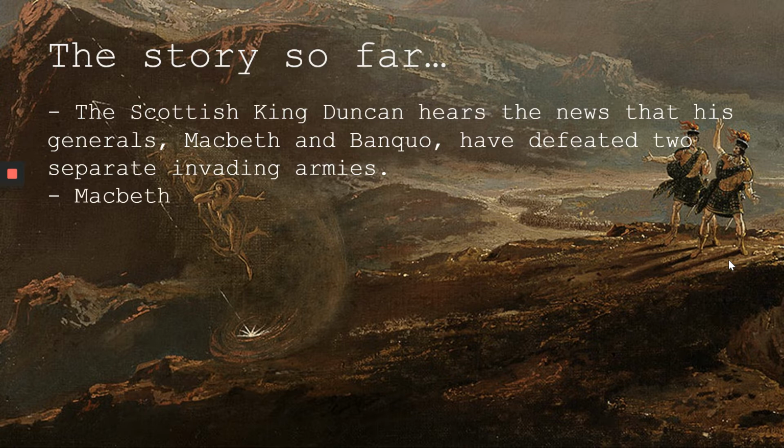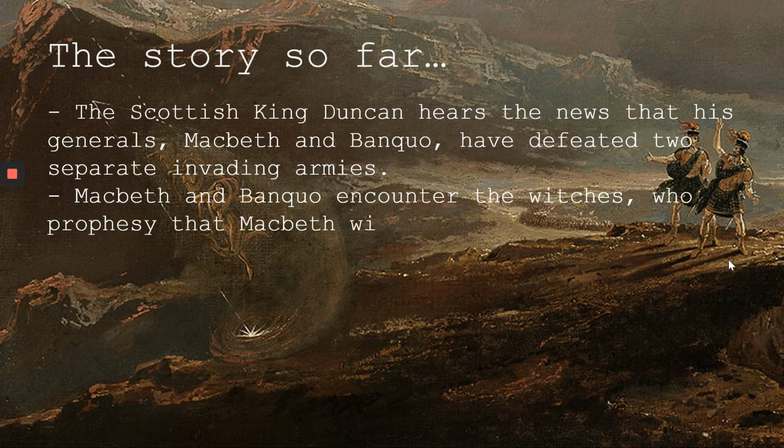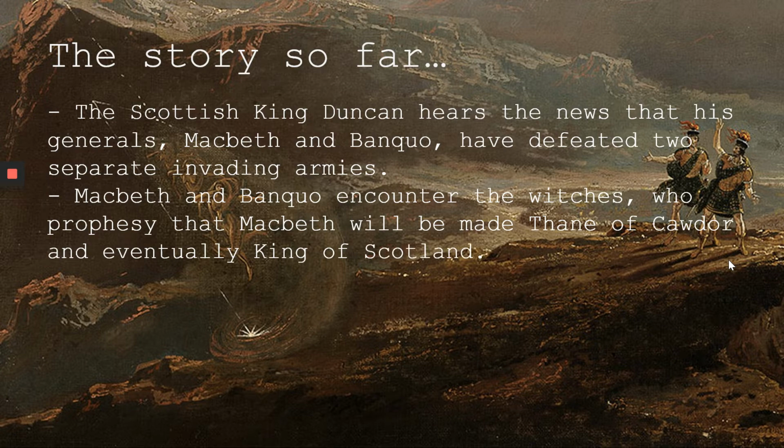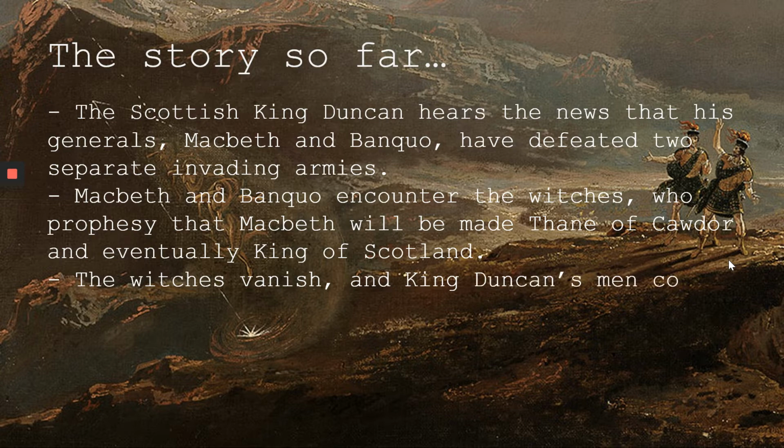After this, we meet Macbeth directly for the first time with his general Banquo. And they encounter the witches, as they intended, on the moor after the battle. They prophesy that Macbeth will be made the Thane of Cawdor, a Thane being a nobleman or sort of lord in Scotland, and eventually Macbeth will be made the King of Scotland. It's important to remember that Banquo receives prophecies as well. He's told that while he won't be king himself, his children will be kings, and that will be really important later on.